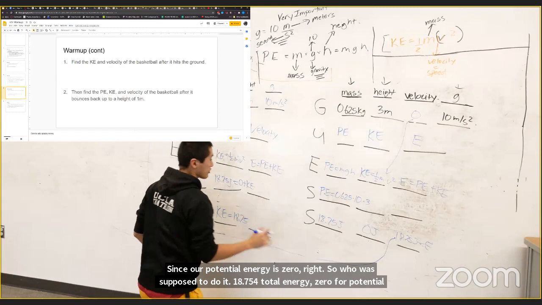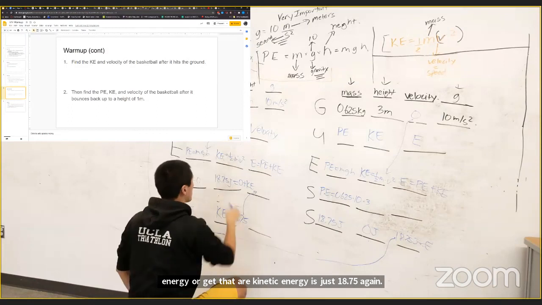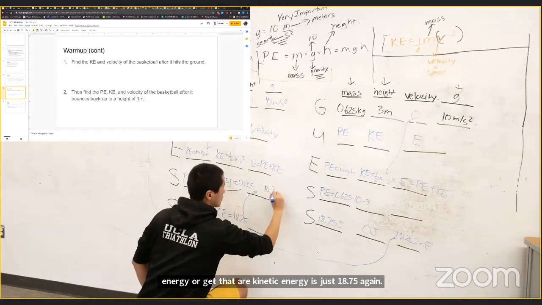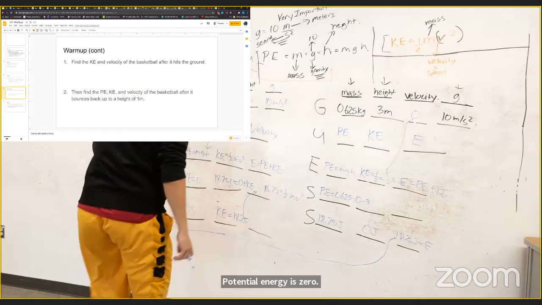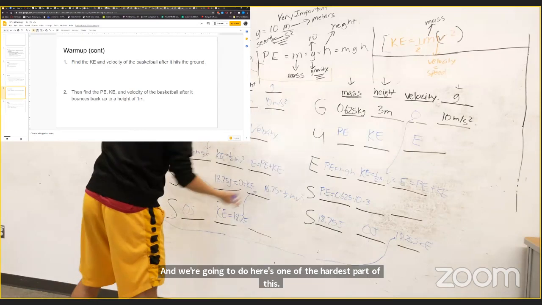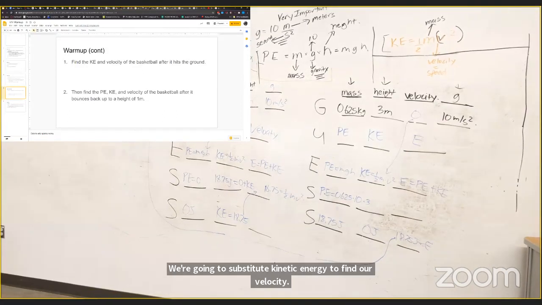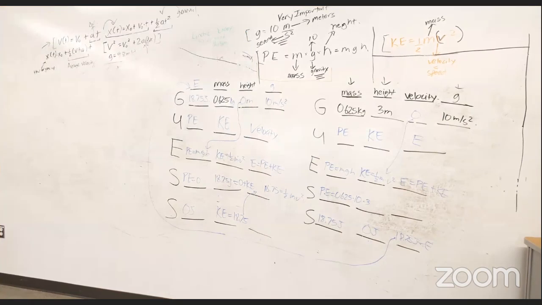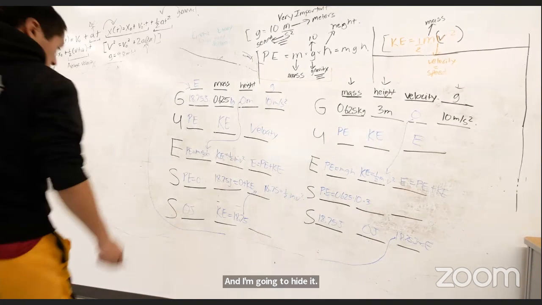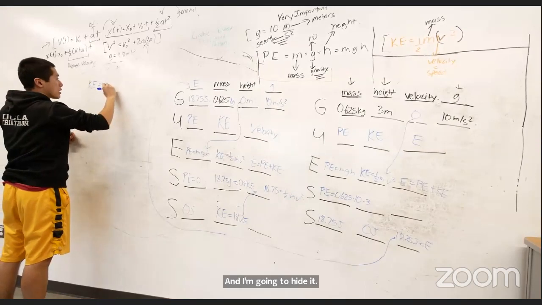Now we're going to do the hardest part of this. We're going to substitute our kinetic energy to find our velocity. I'm going to do this algebra problem on the board, and hide it on this one. So our kinetic energy is 1/2 m times v squared.